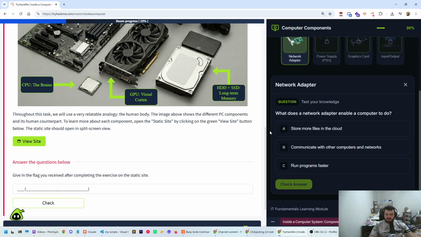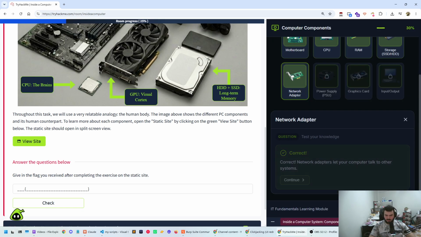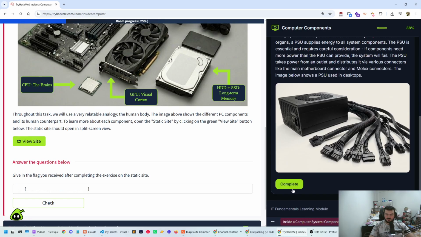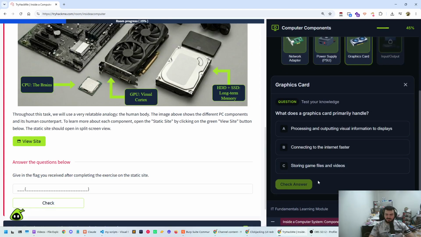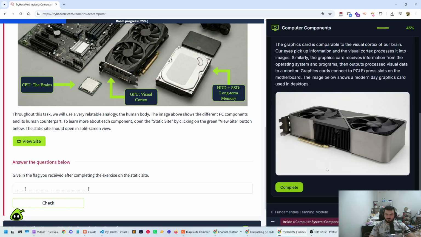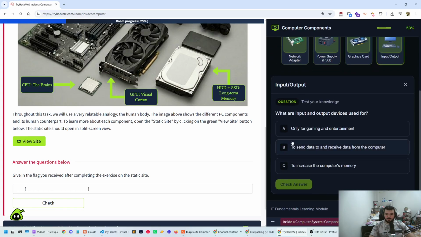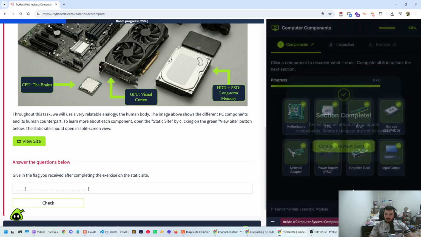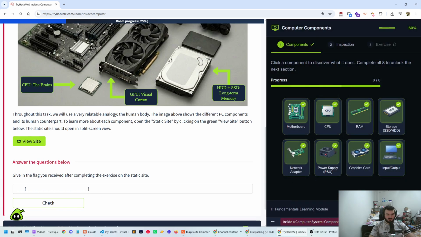Network adapter, well, I don't even need to talk about that. Power supply provides electrical power to all components, so it just gives them electricity. Graphics card, it is processing and outputting visual information. And then input and output. What are input and output devices used for? I don't think I need to speak much about that. So give the flag you received after completing the exercise.